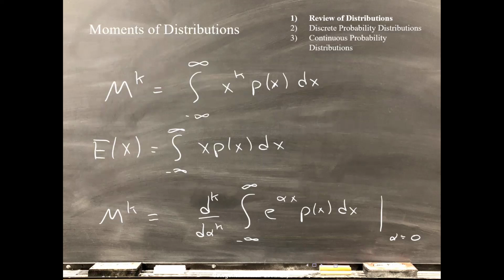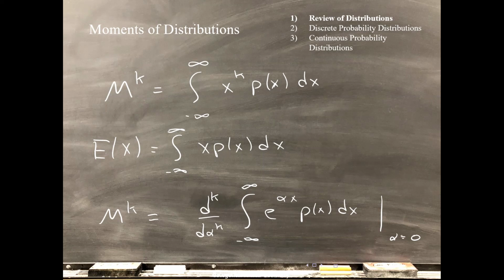Another one which we may be interested in is what's called the variance. So that's the expectation value of x squared, so we put an x squared in the integrand, minus the expectation value of x, all of that squared. You can express it in that form.